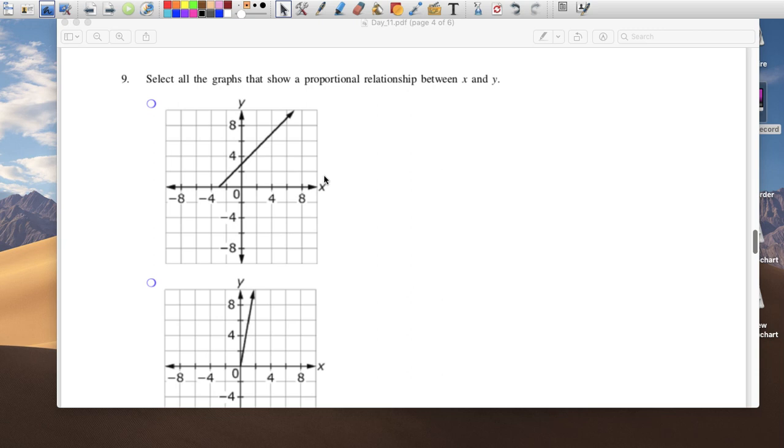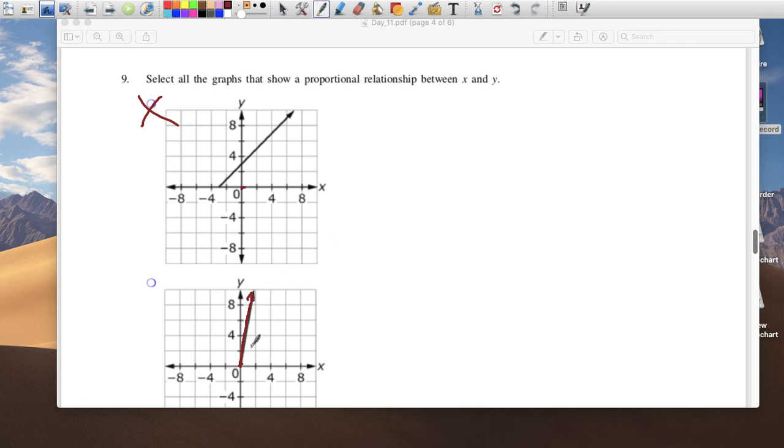Number 9, select all graphs that show a proportional relationship between x and y. So remember what we talked about? It has to go through the origin. So if it's not going through the origin, even though it's a straight line, it's not proportional. So A, this one is definitely a no. This one, yes, starts at the origin.